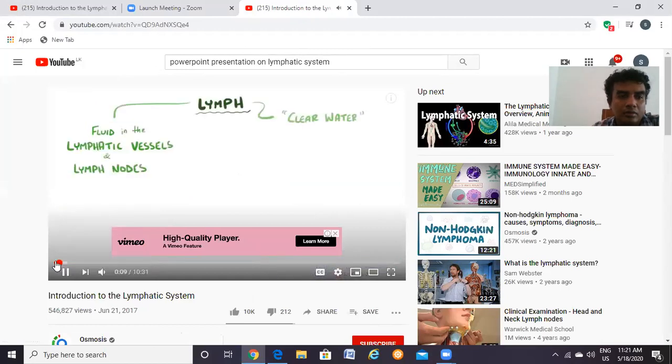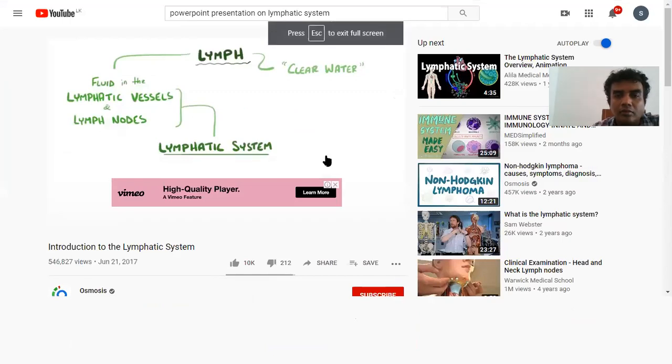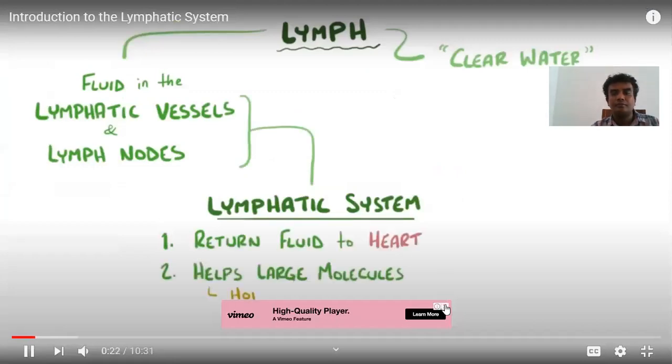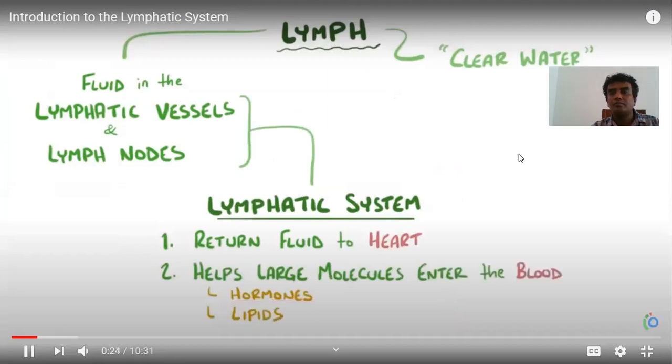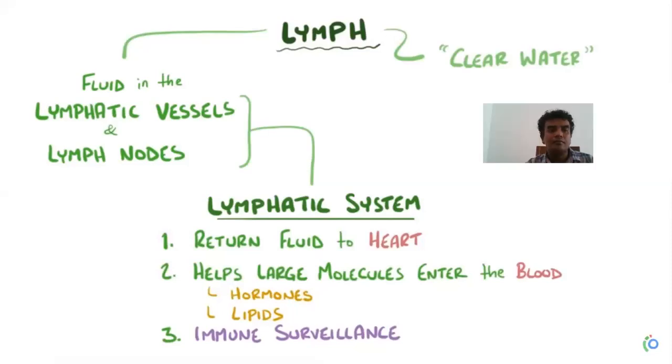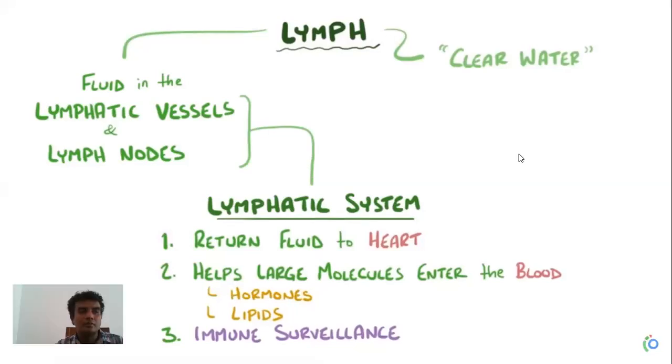And lymph nodes, which make up the lymphatic system. The three major roles of the lymphatic system, the reason we need it in the first place, are that it returns fluid from the tissue back to the heart, it helps large molecules like hormones and lipids enter the blood, and it helps with immune surveillance to keep infections from running amok. So let's take a closer look at lymph and where it comes from.